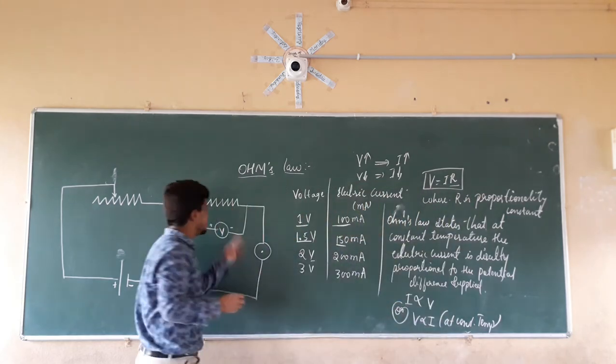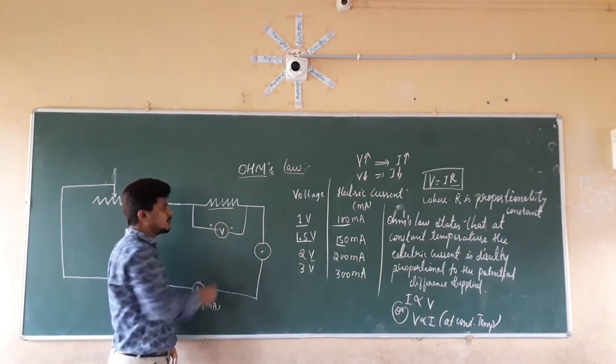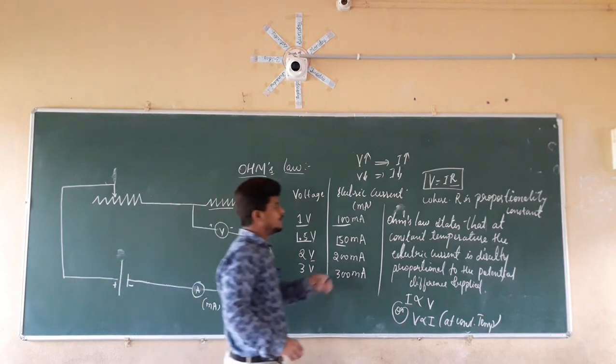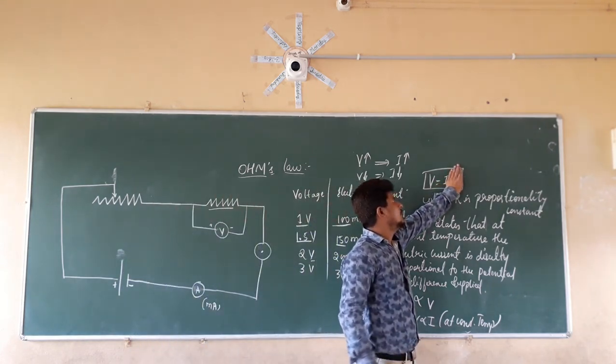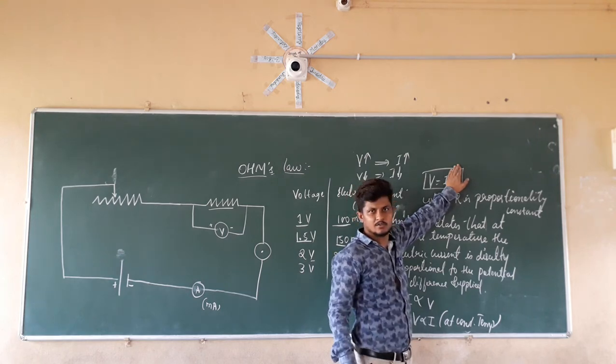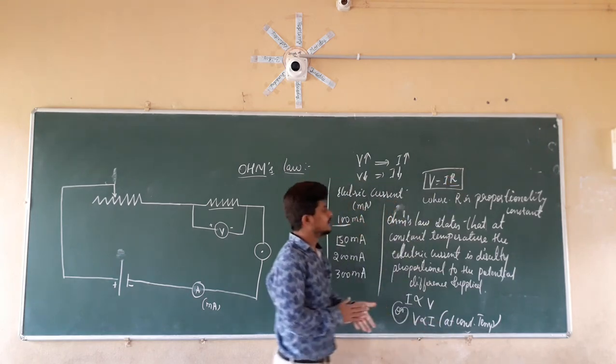So in this example also, we are keeping R constant, we are not changing R. For that reason, R is constant. As voltage increases, current is also going to increase. So this is about Ohm's law.